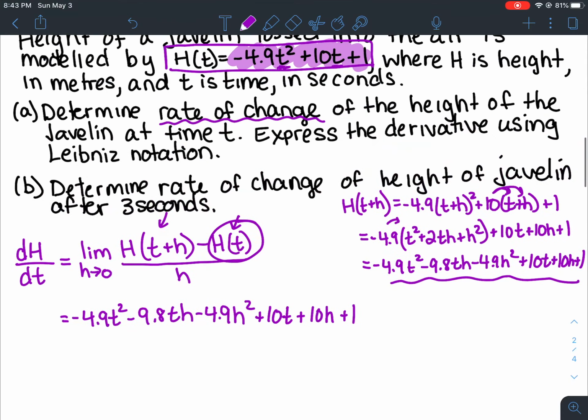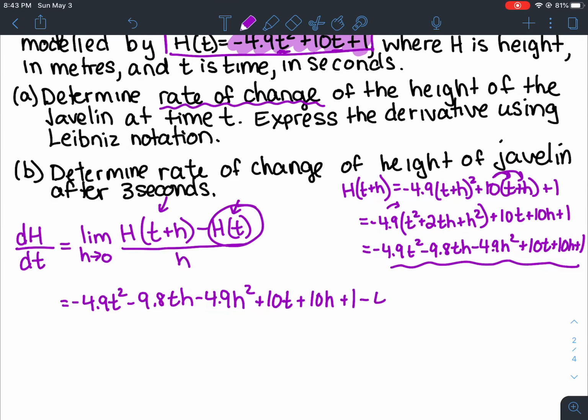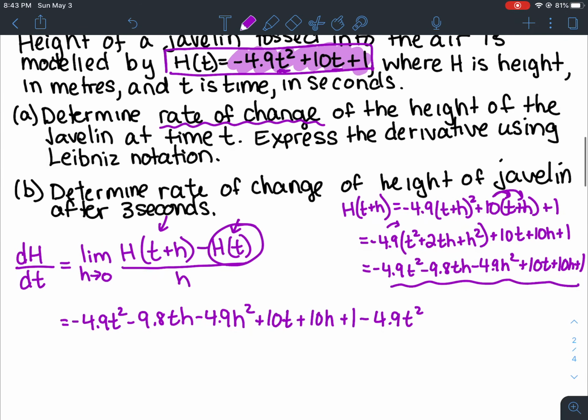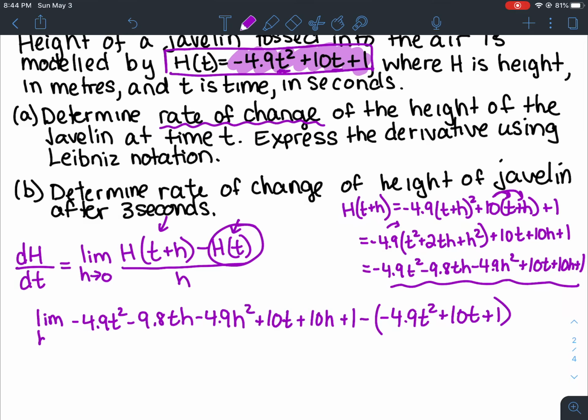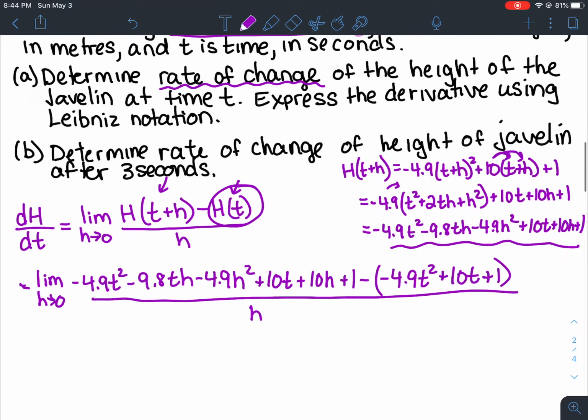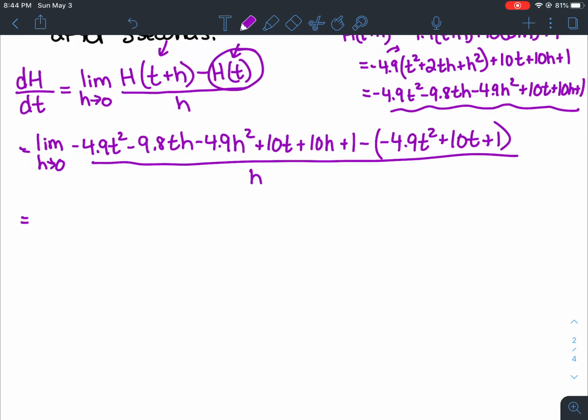Now we need h of t, which is just the original equation. So minus 4.9 t squared. Oh, P.S. Since we're minusing that entire equation, I'm just going to put it in brackets because that negative is going to get applied to the whole thing. Okay. Also, I forgot to write the limit part. Amateur. Okay, and then the whole thing is divided by h. Okay, cool. So let's keep going.